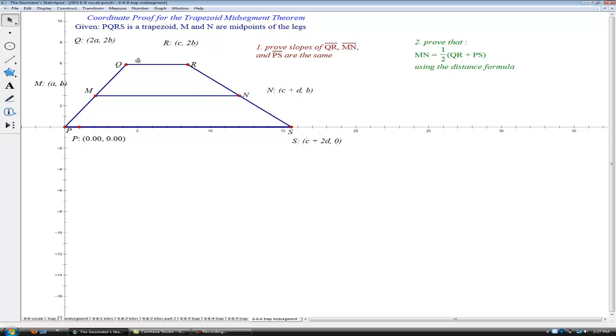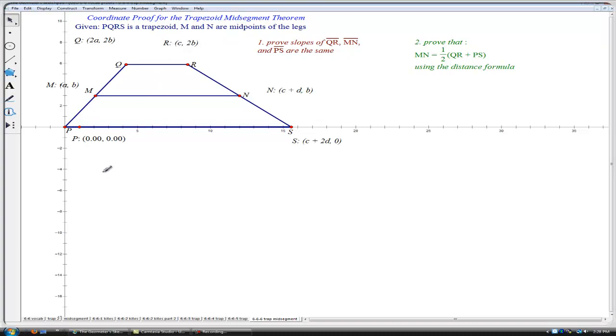Now that I have the coordinates of our midpoints, what I want to do now is prove that the slopes are the same. And the way I constructed this trapezoid, I know ahead of time that I will get a 0 slope here, but let's go ahead and first solve for the slope of PS. So for base 1, slope is rise over run, or the difference in y values over the difference in x values. And so let me substitute y2 and y1 for the slope of PS, and x2 and x1.